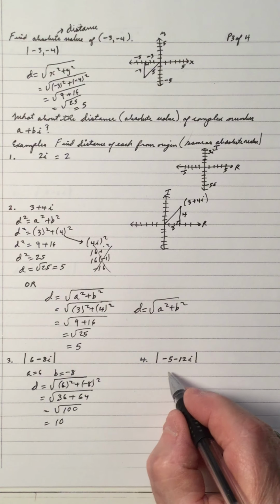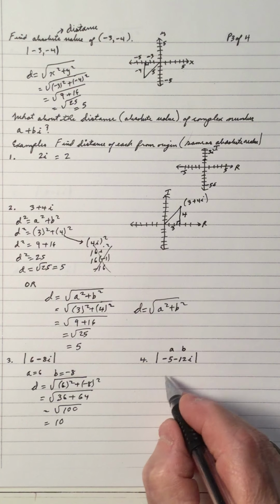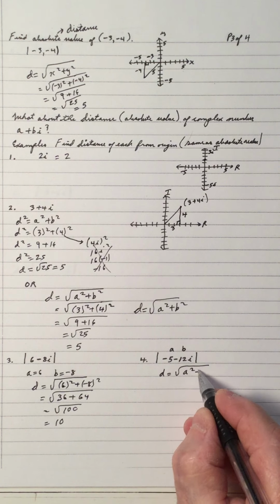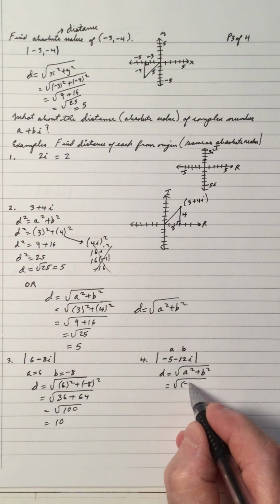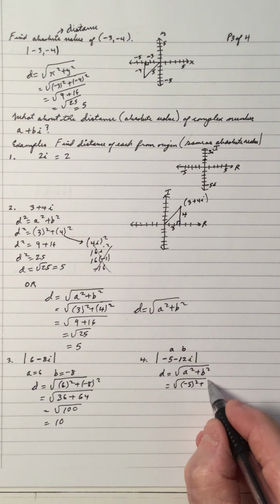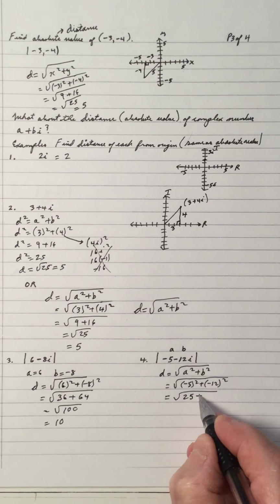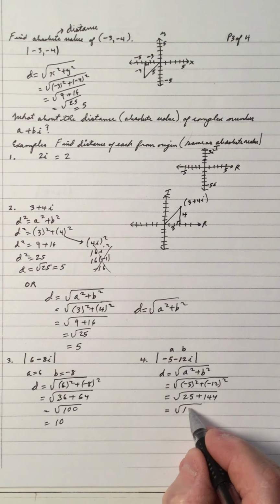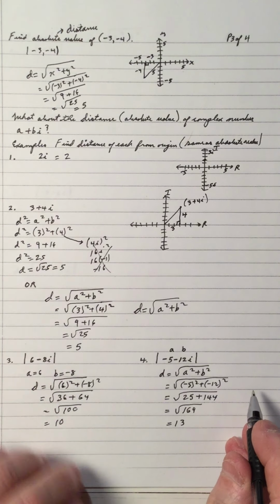And the same here. We have a is negative 5, b is negative 12. So the distance is the square root of a squared plus b squared with no i. Negative 5 squared is 25. Negative 12 squared is 144. And you add it up, you get 169. And the square root of 169 is 13.